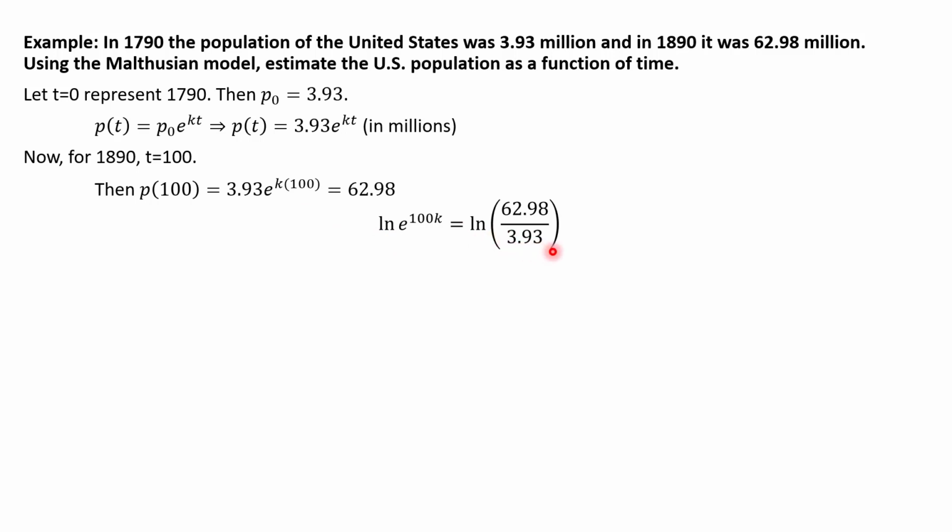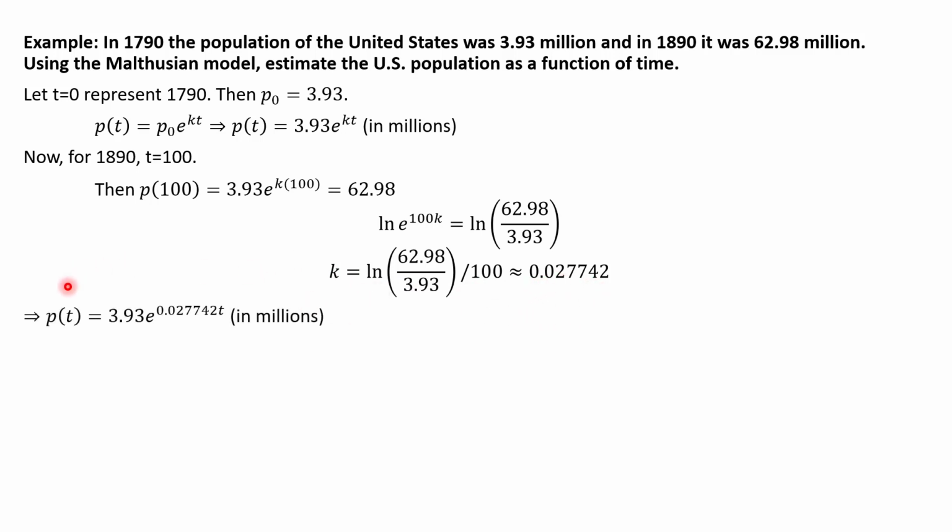We're going to divide out the 3.93, take natural log of both sides. That's going to give us 100k equals the right side, and if we divide that out, we get that k is about 0.027742. And so here is our population function with respect to time. So we can plug in time, and we can get a population value based on the time that we've inputted, just from knowing what happened in 1790 and 1890.